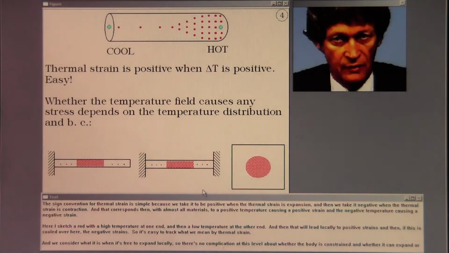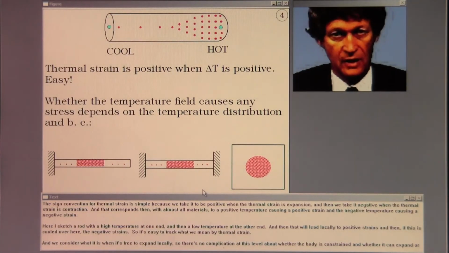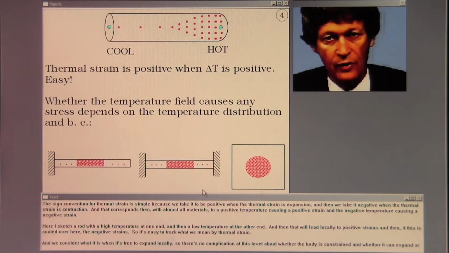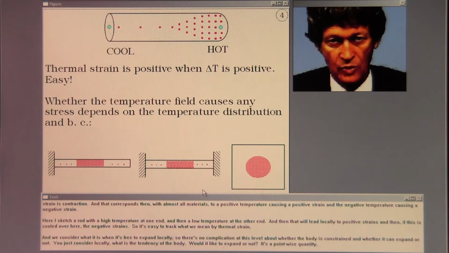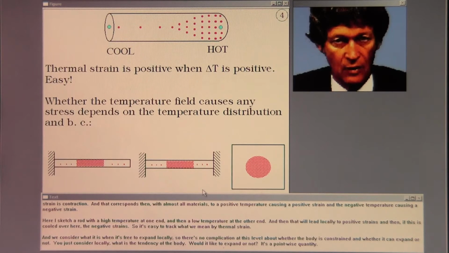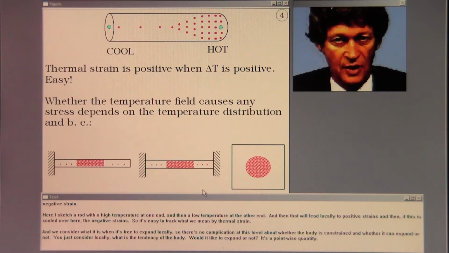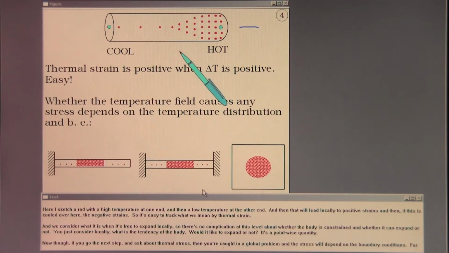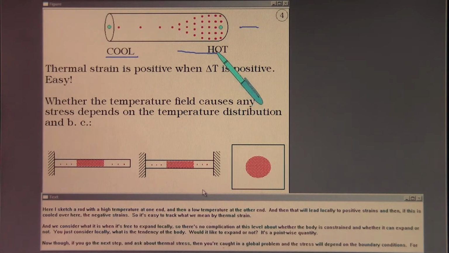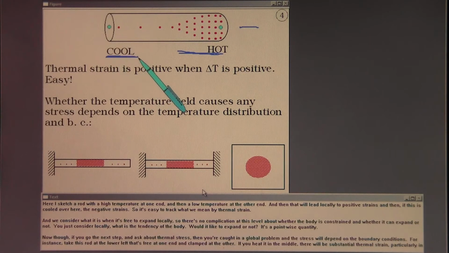The sign convention for thermal strain is simple because we take it to be positive when the thermal strain is expansion, and negative when the thermal strain is contraction. That corresponds with almost all materials to a positive temperature causing a positive strain and a negative temperature causing negative strain. Here I sketch a rod with a high temperature at one end and a low temperature at the other. That will lead locally to positive strains, and if this is cooled over here, it'll be negative strains.